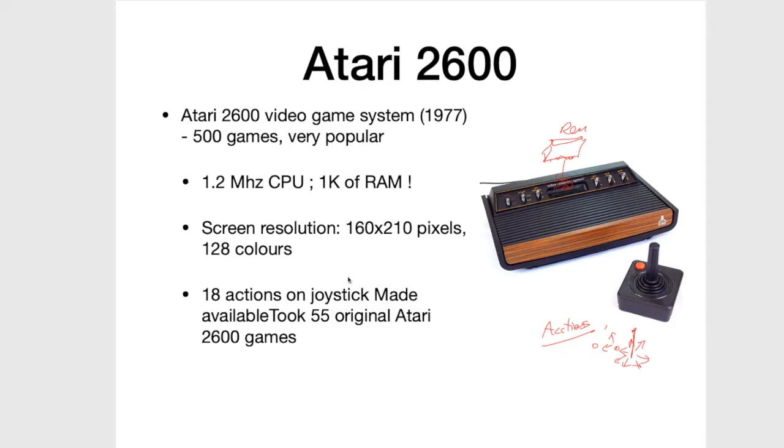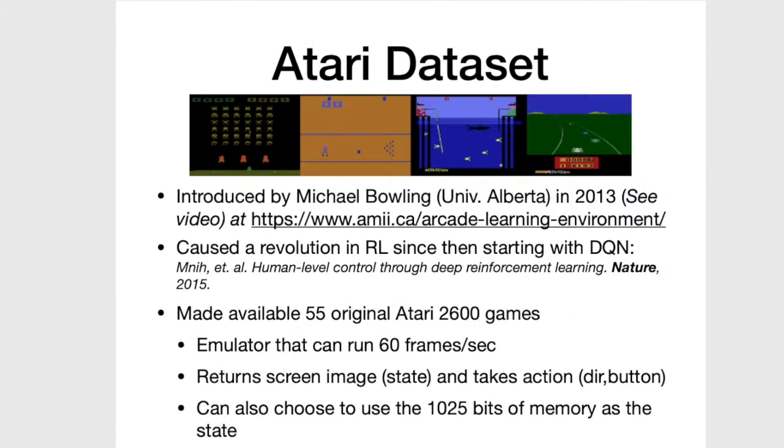And the state space is not that big either, because screen resolution is only that many pixels, only that many colors. Multiply those together, it's not that big. You can actually represent all of it in there, and this machine only had 1K of RAM. Yes, that's 1,000 bytes of RAM, if you can imagine.